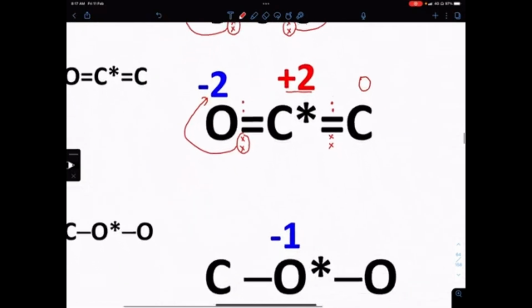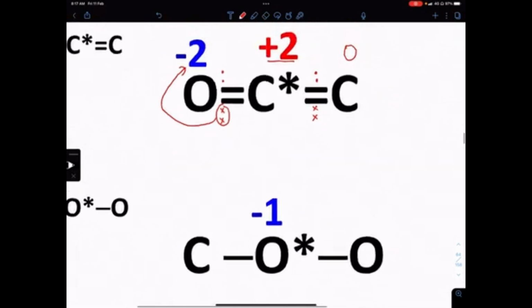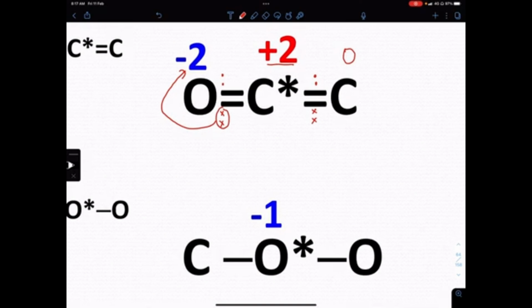Moving on to the last example over here. You have oxygen and oxygen, whereby the electrons are shared equally between the 2 atoms. Because the electrons are shared equally, the oxygen on the right-hand side will have an oxidation state of 0. Now with respect to the carbon on the left, because carbon is less electronegative than oxygen, the electron spends a greater amount of time with oxygen.